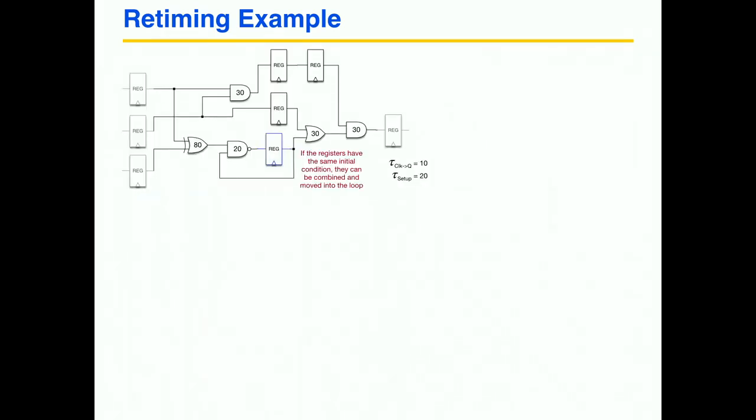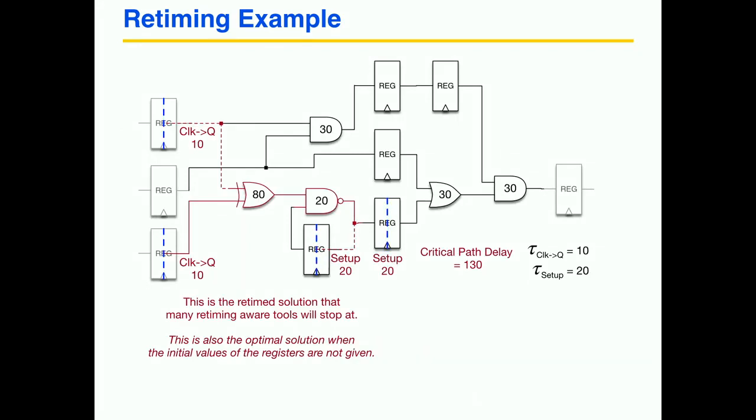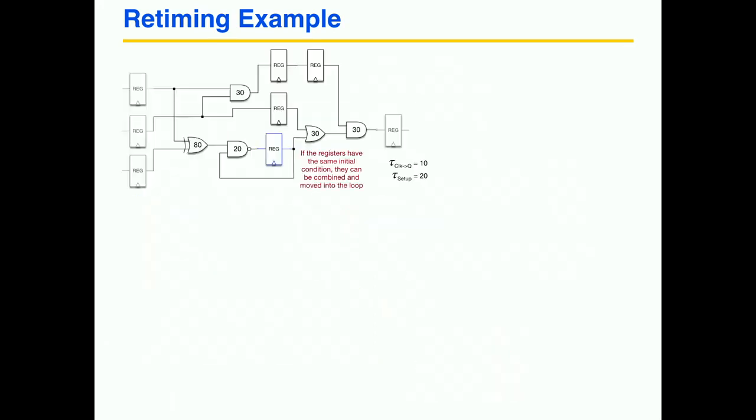So we combine those 2 registers here. So now we still have a delay around the loop, and we still have a delay to that OR gate. And you can do that if those 2 registers have the same initial values. If the 2 registers had different initial values, you can't do that because you need one initial value going this way and one for initializing the loop. But if they initialize, and it's common they'd both be initialized to 0 or to something that's the same. Okay, so we can do that, and we get to this point.